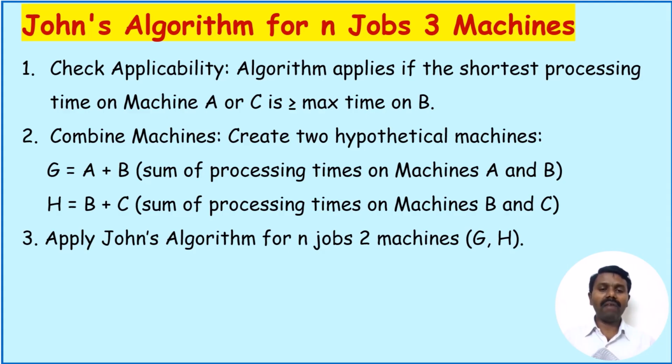Here B has the maximum time, which is less than or equal to the shortest time on mission A or C. So this mission becomes common for the G and H summation. G will become A plus B, and H will become C plus B. Then apply the algorithm for n jobs with 2 missions, considering G as one mission and H as another, and solve as usual. Once we get the sequence, we can apply this method for finding the elapsed time or job sequencing.